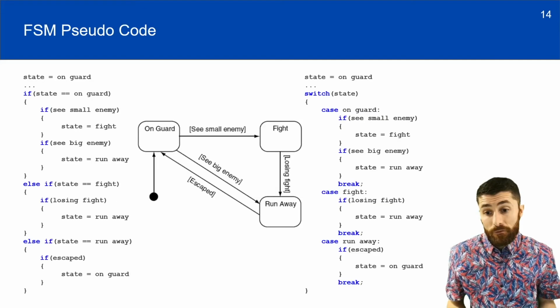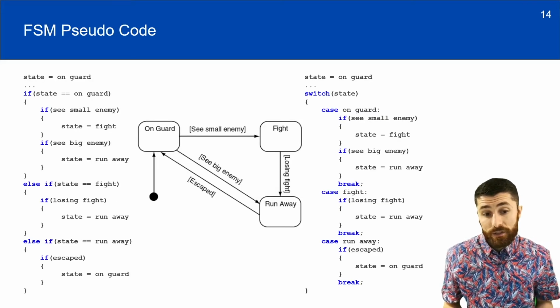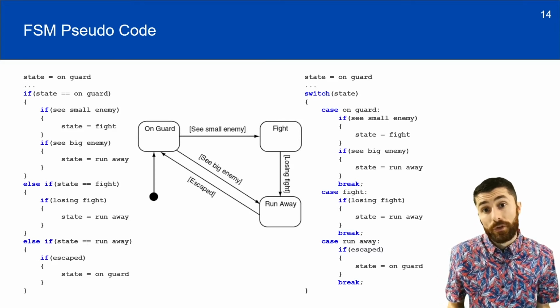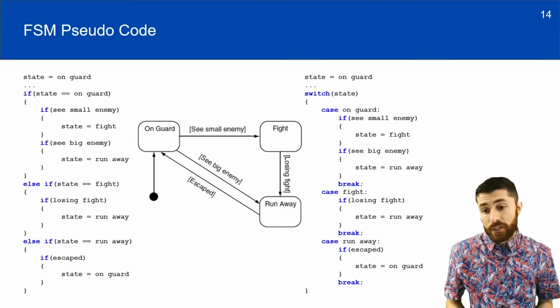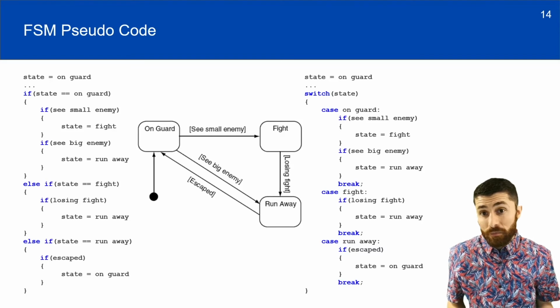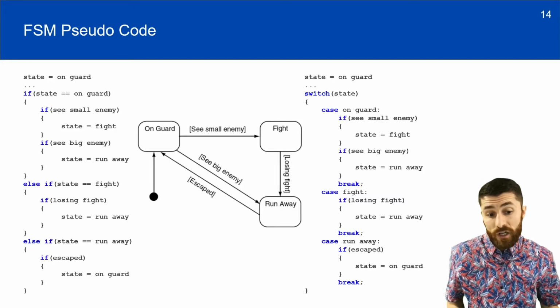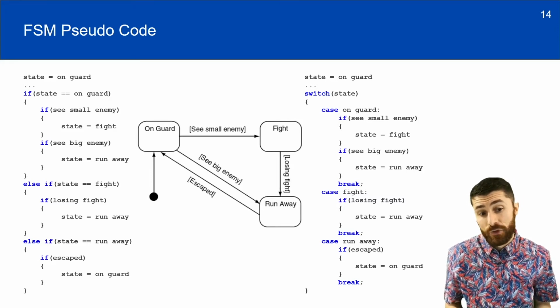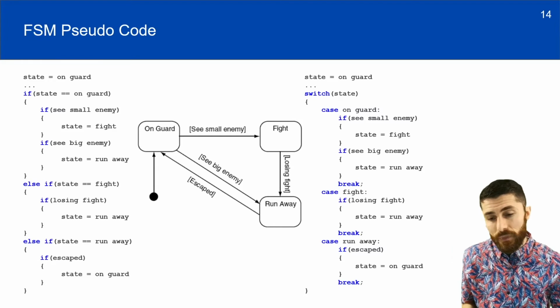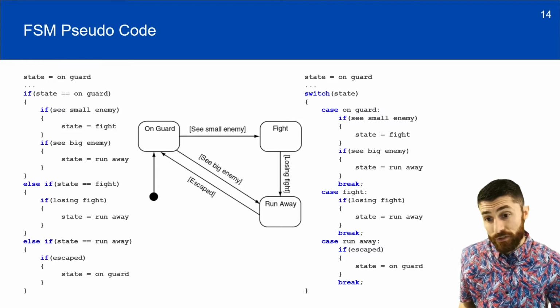Here we have our finite state machine, and here's the pseudocode for this finite state machine. As you can see, it's actually quite simple. On the left we have a bunch of if statements. Again, it's nothing really that complicated. On the right we have the switch case version of it, the same thing. So let's talk a little bit about this.